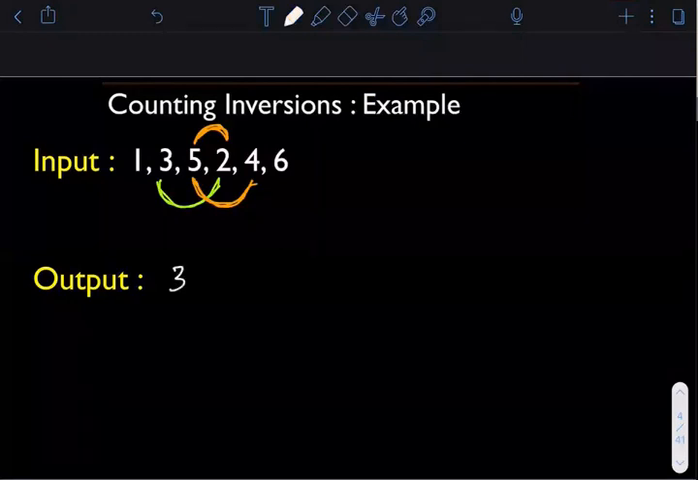Is it clear to everyone what I mean by inversions in an array? Is the problem clear? So all we want to do now is design an algorithm that will count the number of inversions in an array.